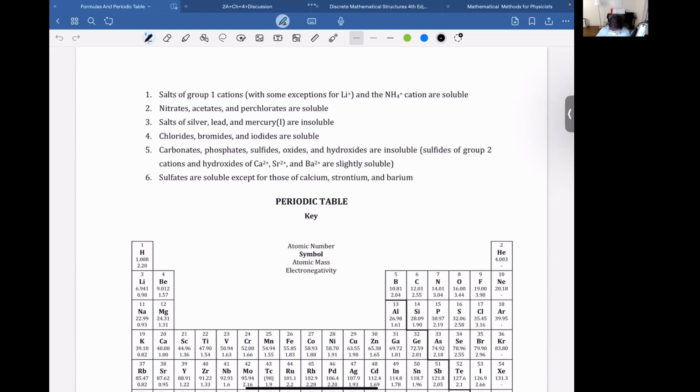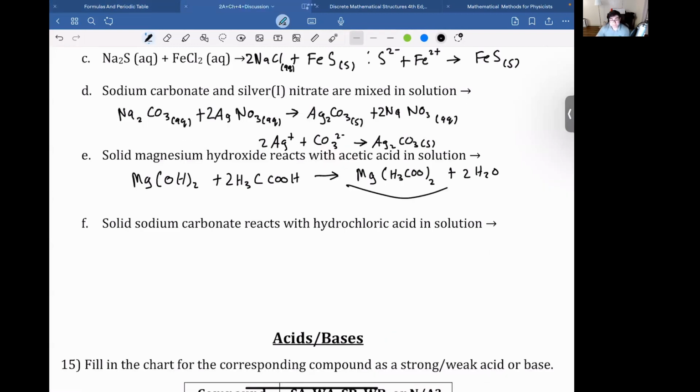Bromide, salts of silver, lead, mercury. So we don't actually... Oh, there it is. Acetates. Acetates are soluble. Okay, so this is magnesium acetate. You go from acetic acid to an acetate when you lose the hydrogen. That's magnesium acetate. So we do have a soluble thing here. So that's aqueous. So the overall net ionic equation is this.